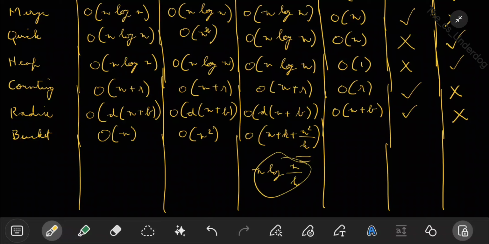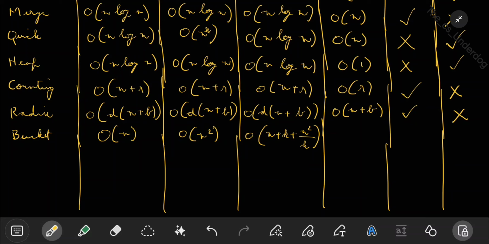So practically, insertion sort might be a better choice for bucket sort. That is why I'm keeping it here as n plus k plus n square by k. But if someone asks you what is the worst case and you want to write the best possible result, then what you can write is n plus k plus n log n by k. But there we are considering merge sort in the sorting part, right?